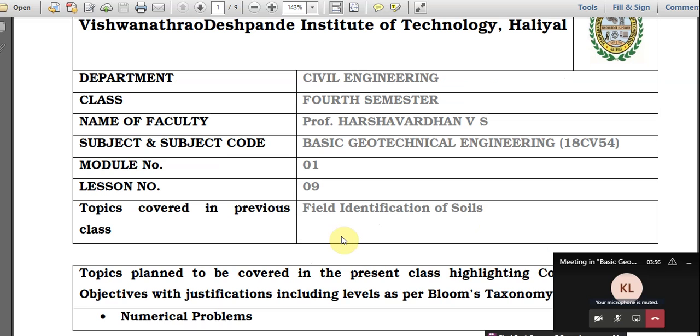In the previous class, the topic we covered was field identification of soils. In today's class, we'll be solving numerical problems based on the compaction test.